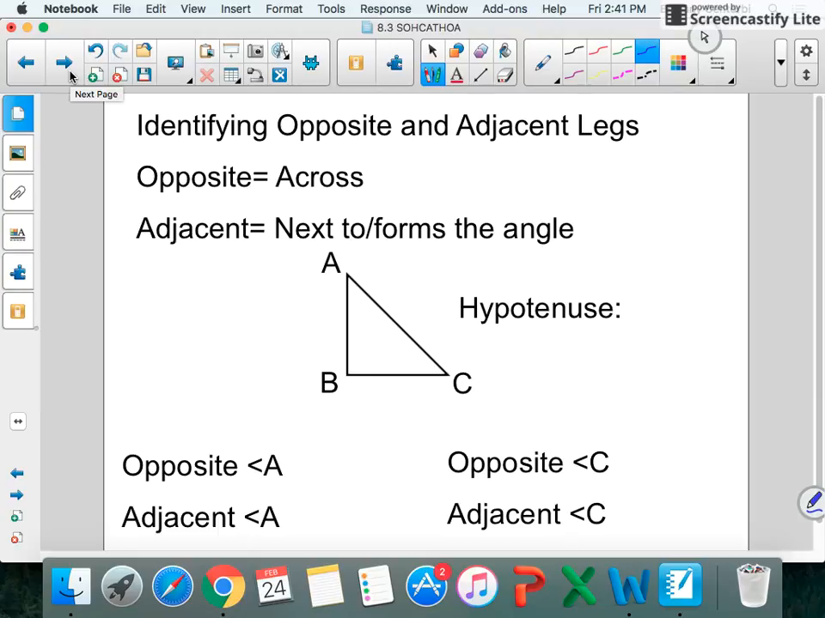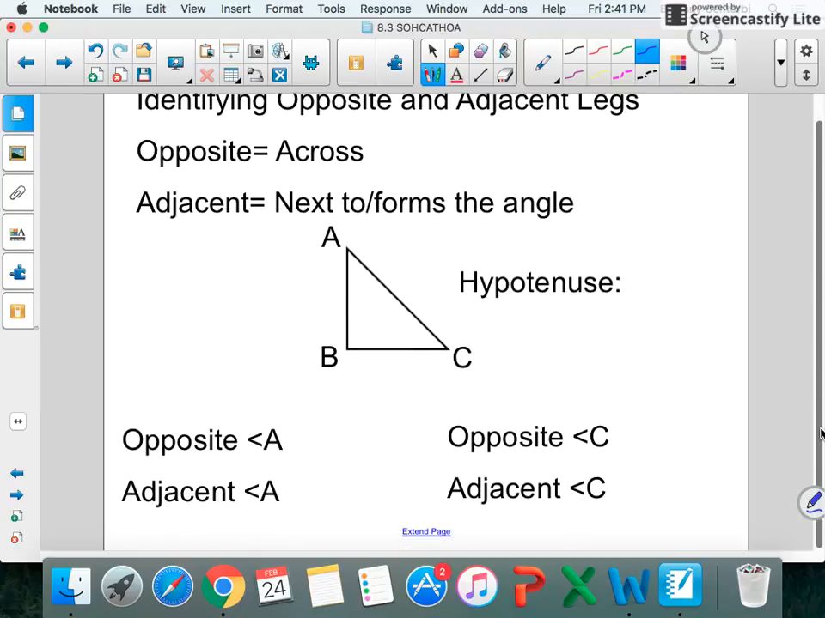So we're first going to practice just identifying which one to use, how you identify opposite legs, adjacent legs, and the hypotenuse. We know that the hypotenuse is always across from the right angle. So I know that my hypotenuse is AC. And then from there, I'm going to try to figure out the opposite legs and the adjacent legs. The hypotenuse can never be opposite or adjacent because it's not a leg, it's just the hypotenuse.